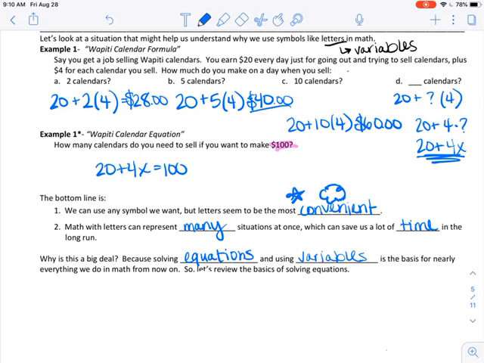Being able to put in a variable helps you a lot in the long run, and you don't have to spend hours on a decision. You can just spend a few minutes. So that's why we use variables. That's why it's important. And as you go through your years of math, you're going to find out that using variables helps you do a lot of really cool things.